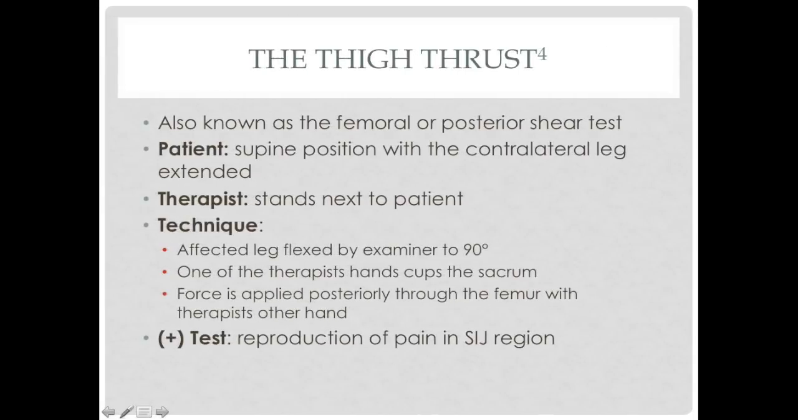We are now going to discuss how to properly perform the thigh thrust. This test can also be referred to as the femoral or posterior shear test. In this test, the patient is placed in the supine position with the contralateral leg extended. The therapist stands alongside the patient, flexes the affected leg's hip and knee to 90 degrees, and places one hand cupping the sacrum. The therapist then applies force in the posterior direction through the femur, with a positive test being the reproduction or increase of pain in the SI joint region.